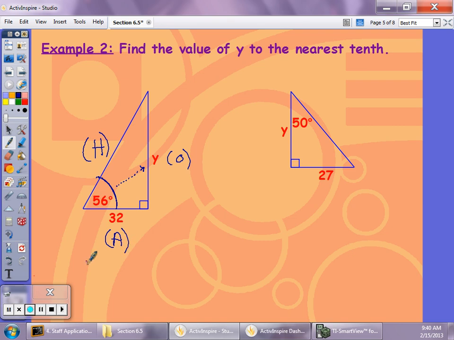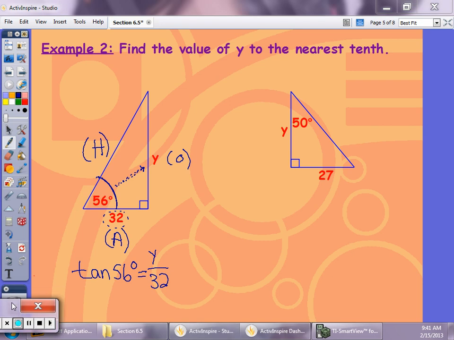So in this case, when we set up our ratio, we're going to have the tangent of our angle. This time we don't have a variable or a letter for an angle. We actually have a degree measure. So the tangent of 56 degrees is going to equal that opposite leg, which is y, over the adjacent leg, which is 32. Then from here, we just go ahead and solve our equation. In order to get y by itself, we're going to have to multiply both sides by 32.